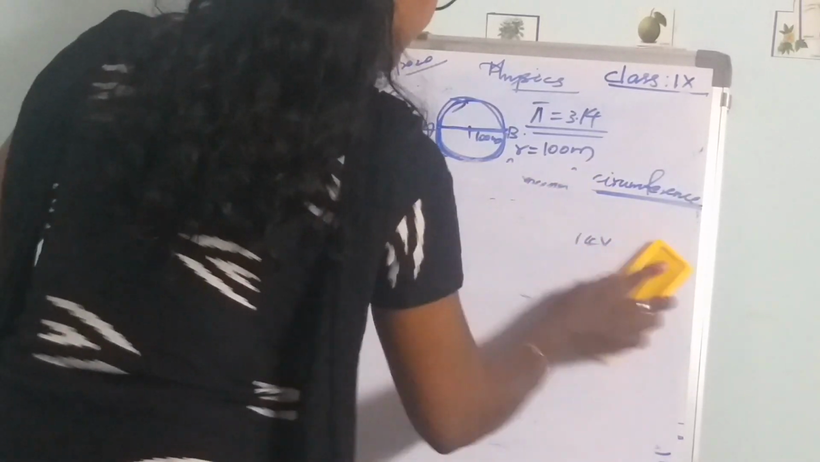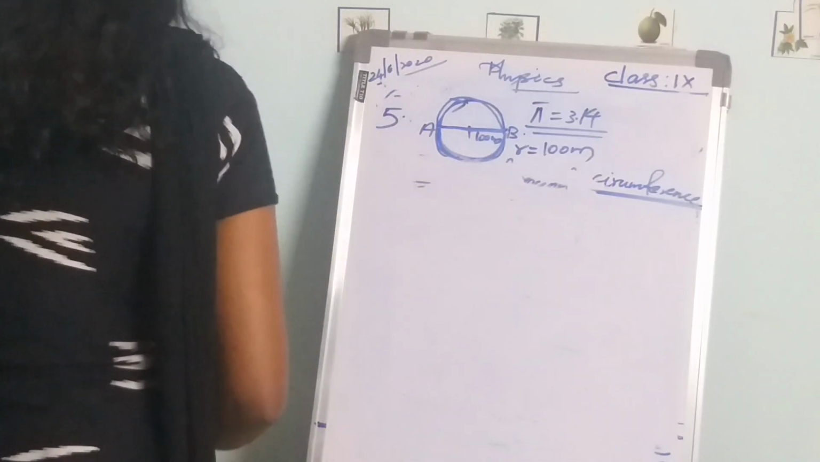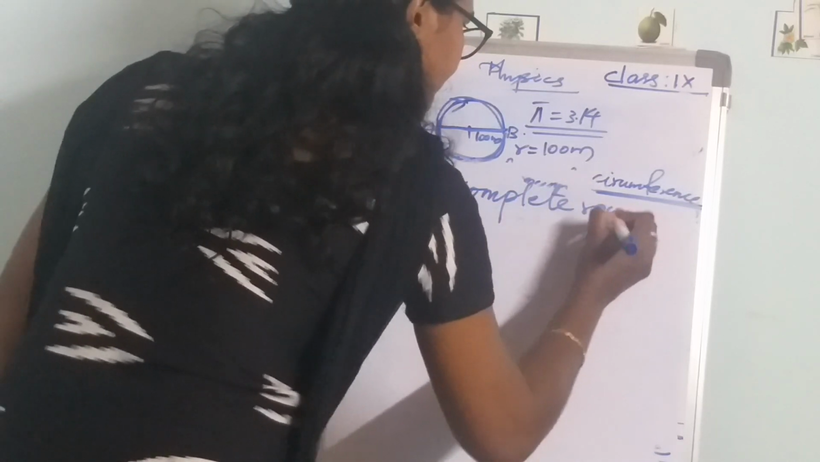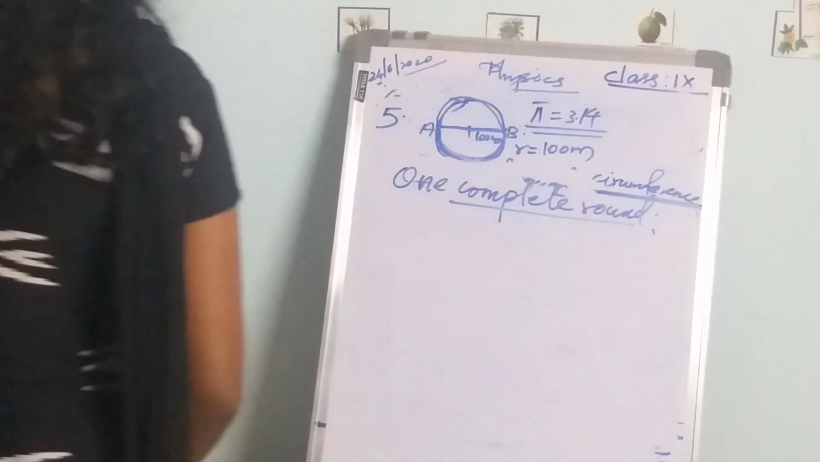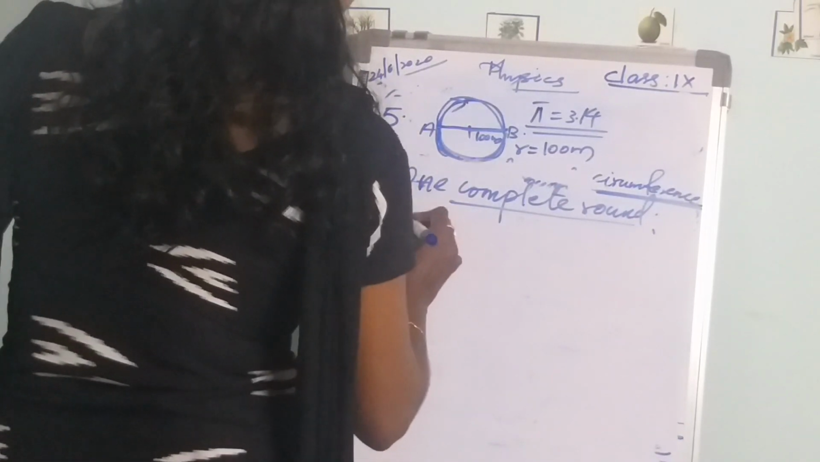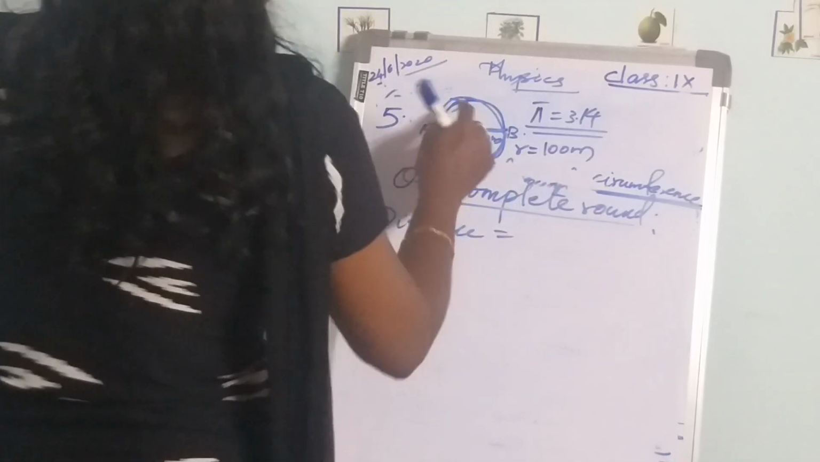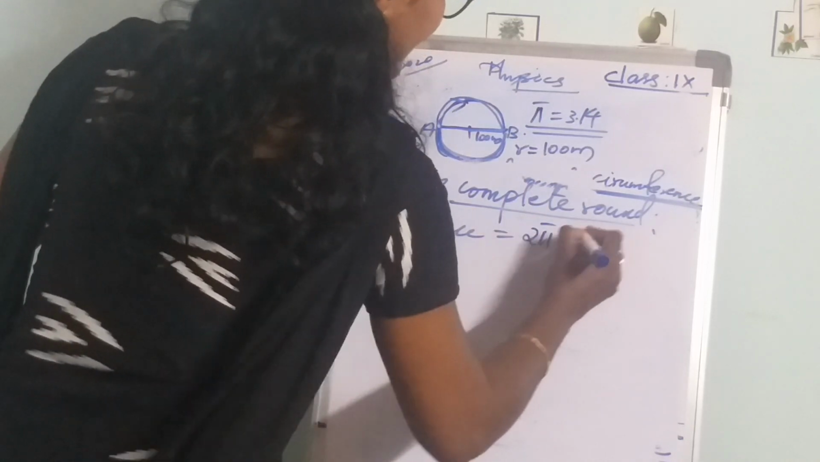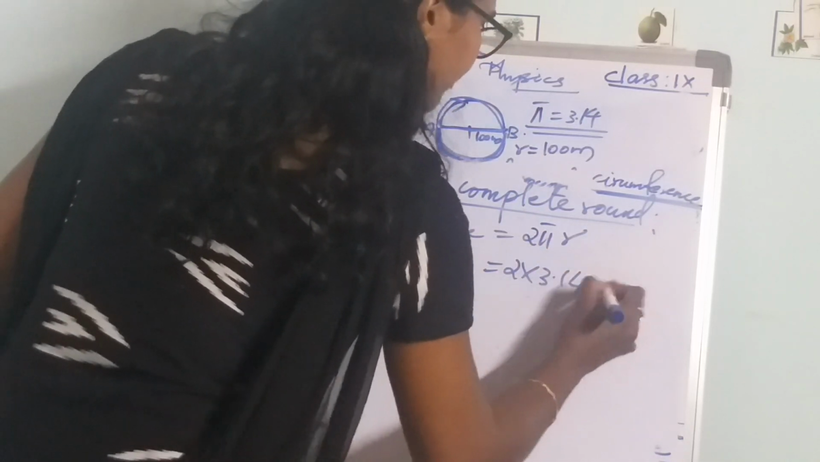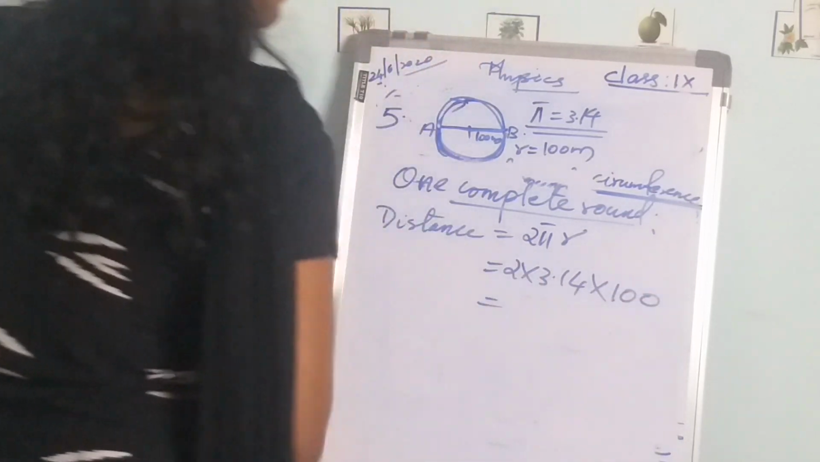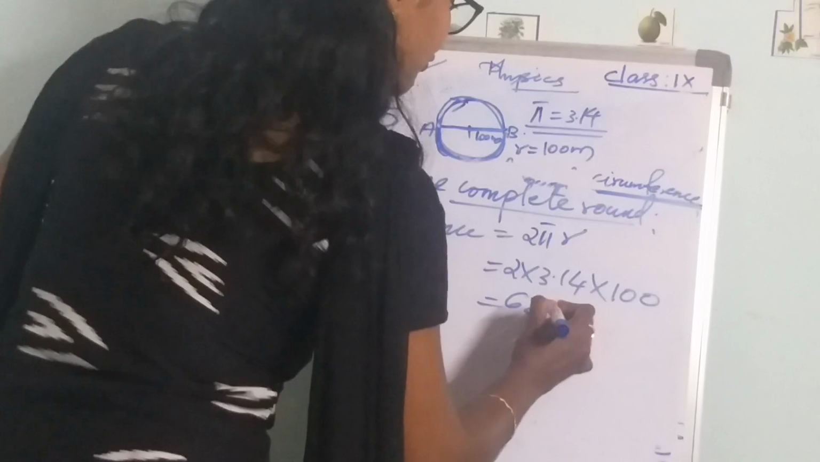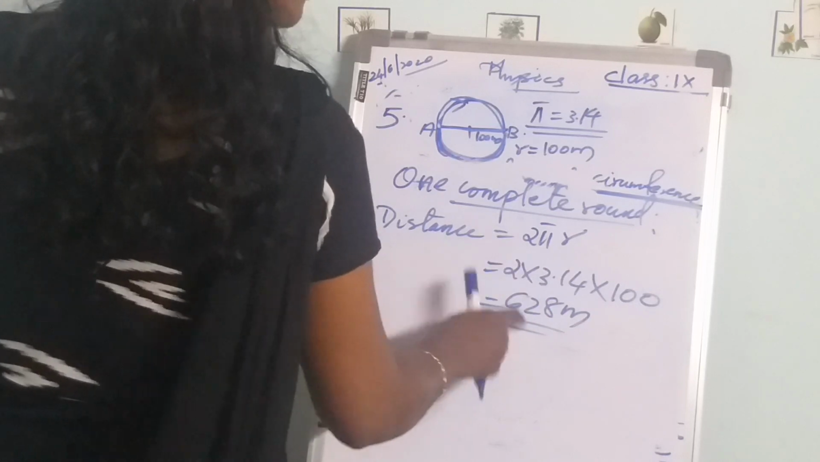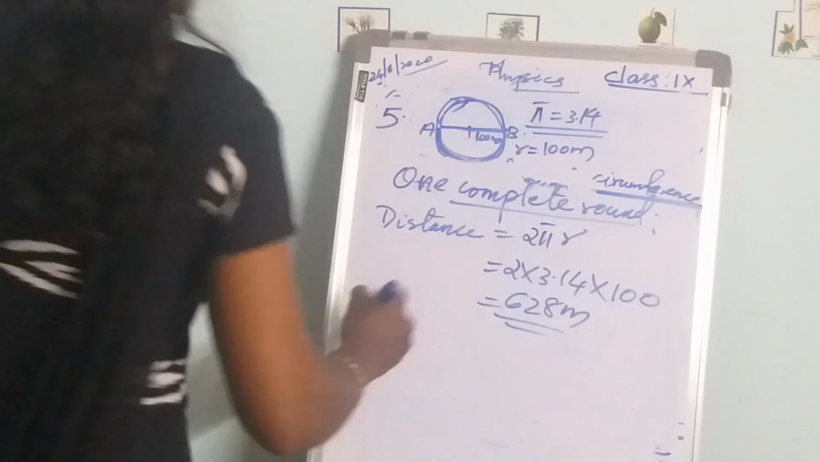Next we can calculate one complete round. During one complete round, the distance is equal to the circumference itself. The man starts from A and again reaches A, so the distance is the circumference 2 pi r. That is 2 into 3.14 into 100. 3.14 into 100 gives 314, and 314 into 2 is 628 meter. The distance is 628 meter.